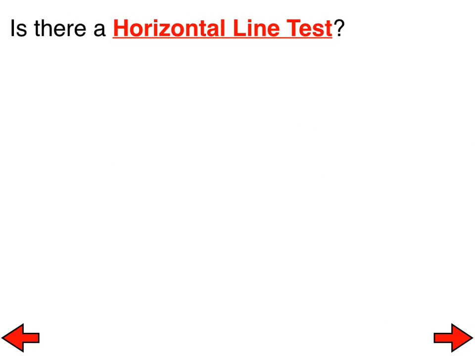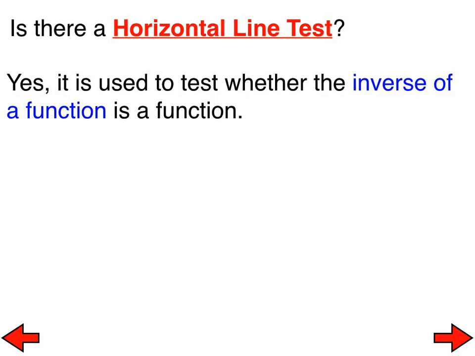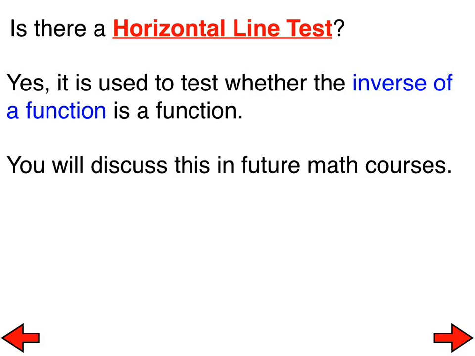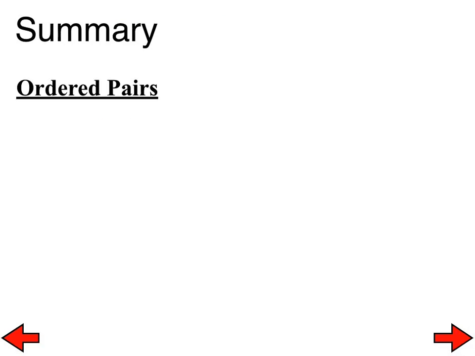All right, so it's usually at this point that somebody raises their hand and says, well, I know there's a vertical line test. Is there such a thing as a horizontal line test? Once again, in later math courses, you will use something called a horizontal line test. And it's usually used to test whether the inverse of a function is also a function. And we're not concerned about that right now, but in another math course or two, the horizontal line test will come up.